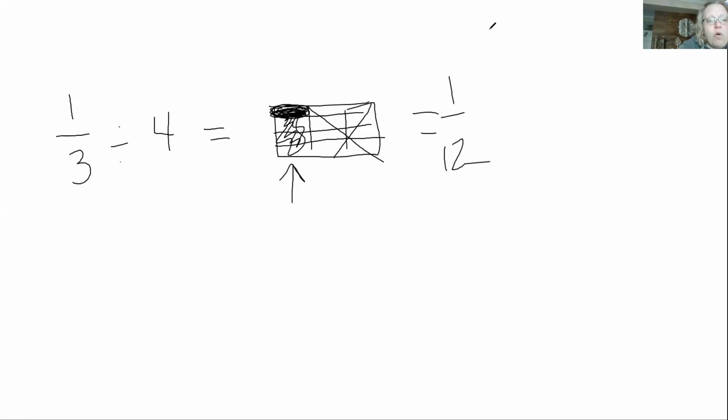What if we did 1/5 divided by 2? Okay, so again, I'm going to imagine my rectangle.